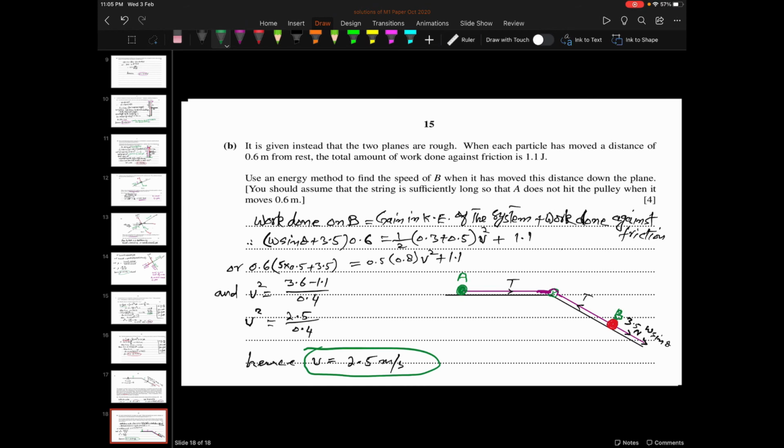The above equation can be written as 0.6 multiplied by 5 multiplied by 0.5 plus 3.5 is equal to 0.5 multiplied by 0.8 multiplied by V square plus 1.1. And from the above equation we can write V square is equal to 3.6 minus 1.1 upon 0.4, or V square is equal to 2.5 upon 0.4. Hence V is equal to 2.5 meter per second.